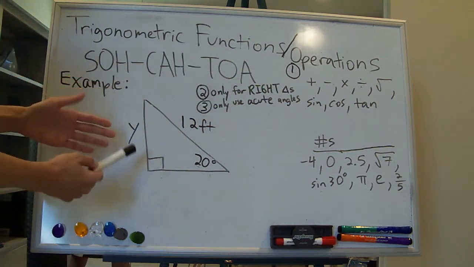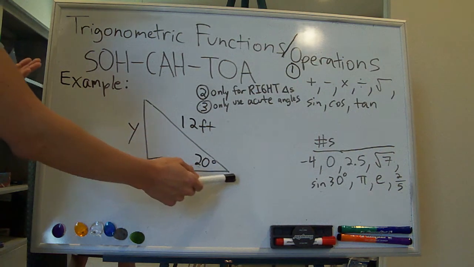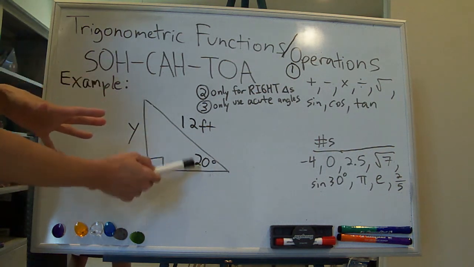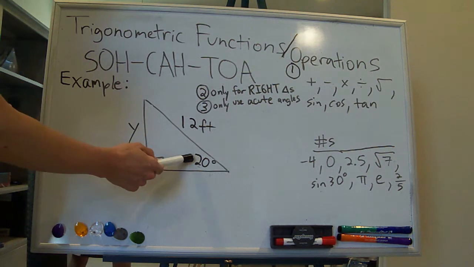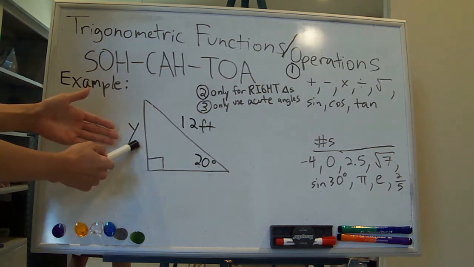Okay, so here's an example. Let's say we have a tree. There's a rope tied to the top of the tree down to the ground, and we know the angle between the rope and the ground is 20 degrees, and we know the rope is 12 feet long. We want to know the height of the tree, right?